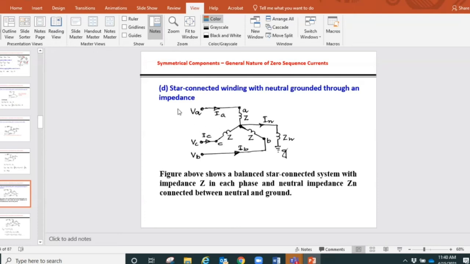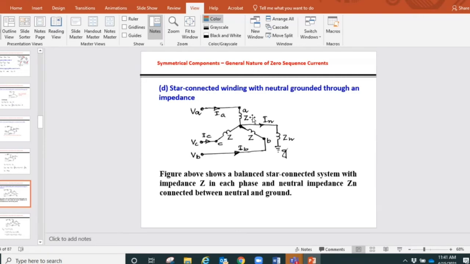Now it's the same case, but we are considering that there is an impedance present between the neutral point and ground, like the short piece of wire that I was mentioning, which connects the neutral point of the star connection to the ground and has some impedance which we cannot ignore. Then we label that impedance as Zn. N is for neutral, and Z, simple Z, is the impedance of each phase. Then what will happen? In this case, we need to find out the equation.